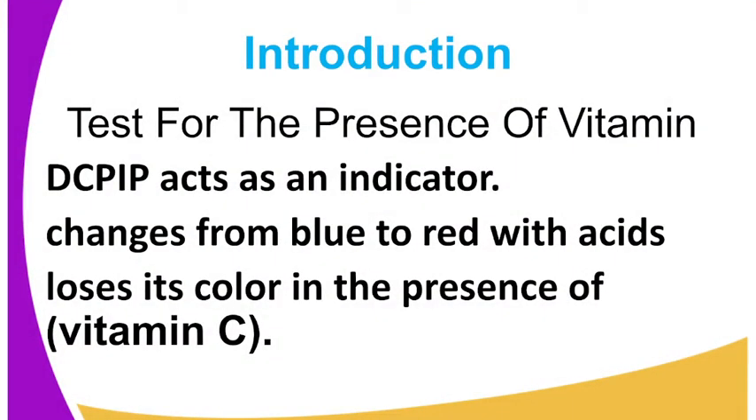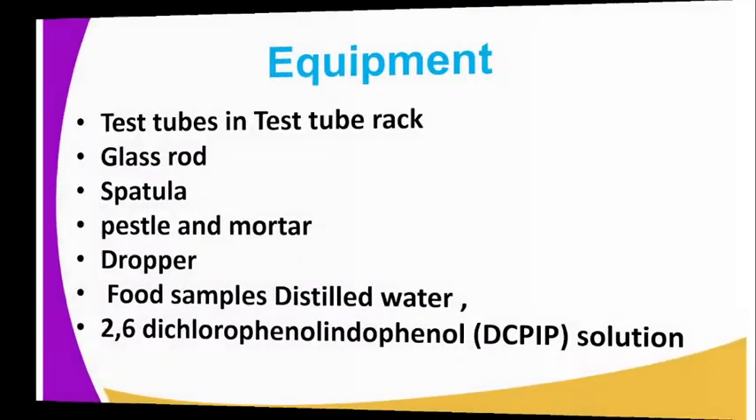Introduction. To test for the presence of vitamin C, we require DCPIP, which acts as an indicator. In presence of vitamin C, it loses its color. It's usually blue in color, but in presence of vitamin C, it loses its color, but it turns red with other acids.